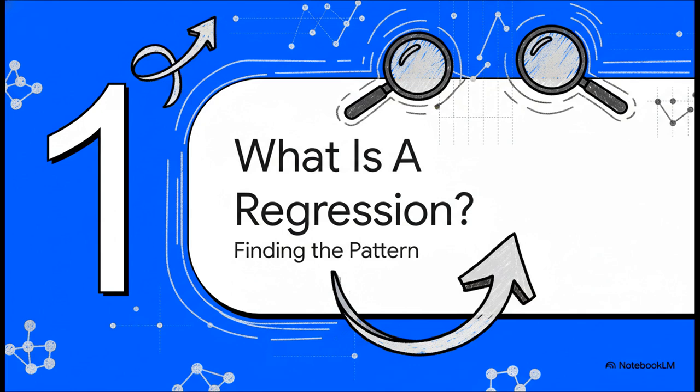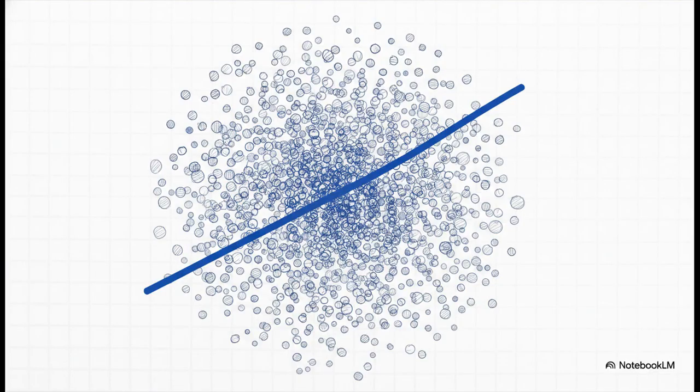At its core, what is a regression anyway? What are we even looking at? Well, imagine you've got a graph with a whole bunch of dots scattered all over it. That's your data. All regression analysis is really trying to do is find the one single straight line that cuts through that cloud of dots in the best way possible. It's all about finding that pattern hiding in the noise.